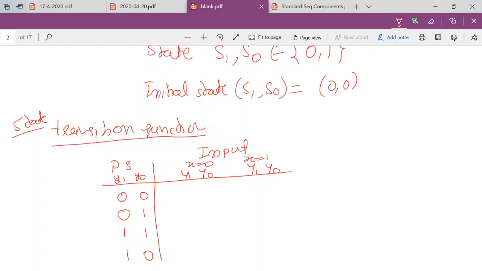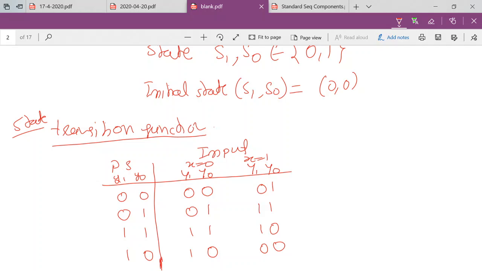The functionality is given in this manner: 0 0, 0 1, 1 1, 1 0. That means if the input x equals 0, whatever the present state is will remain the next state. That means there is no change in the state if the input is 0. And if the input is 1, the next states are 0 1, 1 1, 1 0, 0 0. Fine. I think you can analyze the functionality of this one.